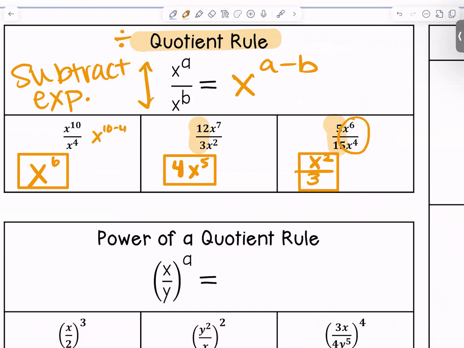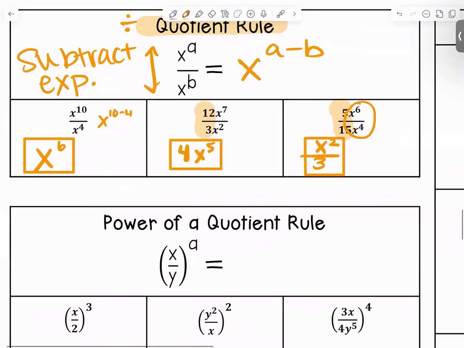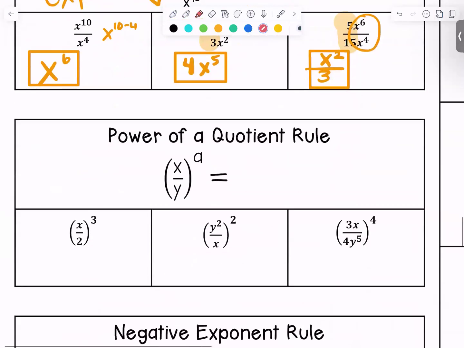Okay, so whole numbers divide, exponents subtract. So I figured this way all of our examples will be just in the same place so that you don't have to look all over your notebook for them. So you can use this on your test tomorrow.